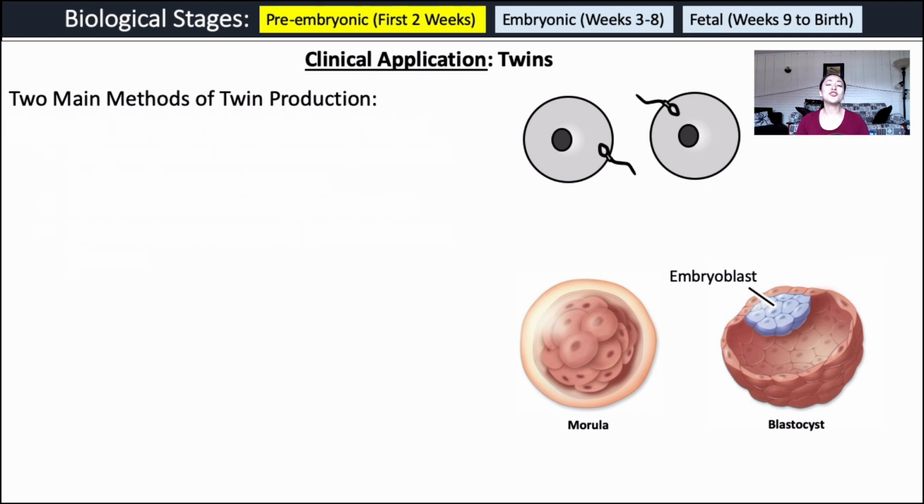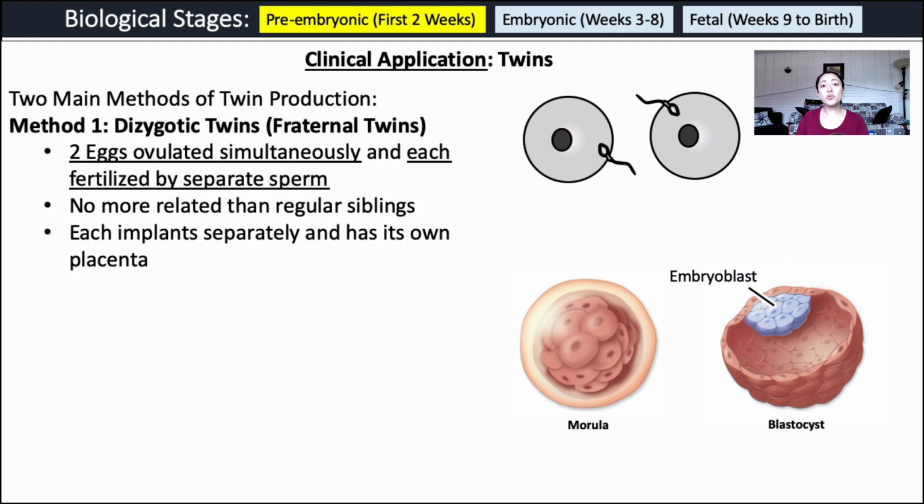Another clinical application associated with the early stages of development is the production of twins. There are actually two main methods for producing twins. The first one is called dizygotic twins, or fraternal twins. Now, this occurs whenever 2 eggs are ovulated simultaneously from the ovaries. So normally only 1 egg is ovulated from the ovaries at a time, but there are cases where multiple eggs may become ovulated and actually enter the uterine tube.